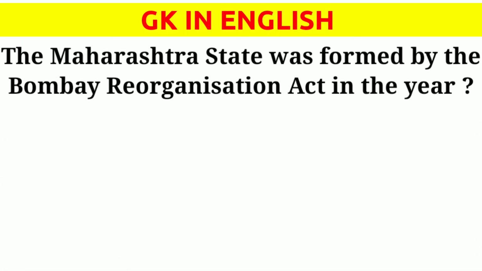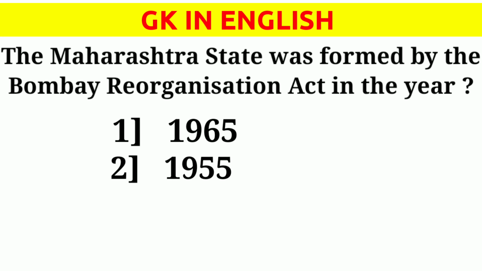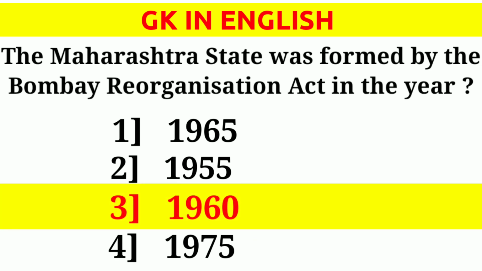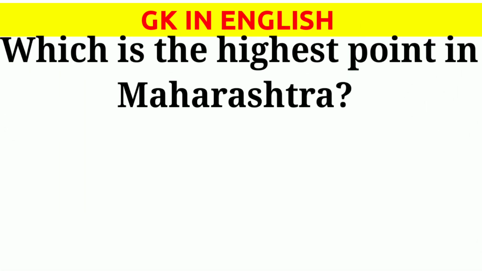The Maharashtra state was formed by the Bombay Reorganisation Act in the year: 1) 1965, 2) 1965, 3) 1960, 4) 1975. Correct answer is 3) 1960.